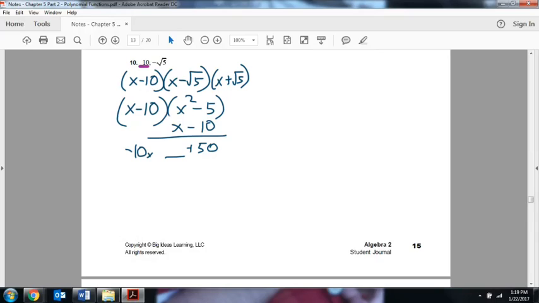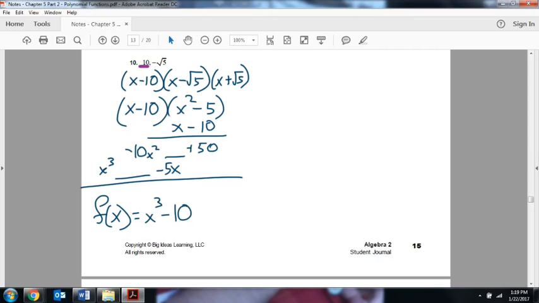Negative 10x squared. Because there's no x in the middle, I'm going to put a little space, and I'll show you why in half a second. So x times negative 5 is negative 5x. Well, it fits right there. And x times x squared is x to the third, so that's positive x to the third with a little space right there. And so we add them all up. F of x is x cubed minus 10x squared minus 5x plus 50.